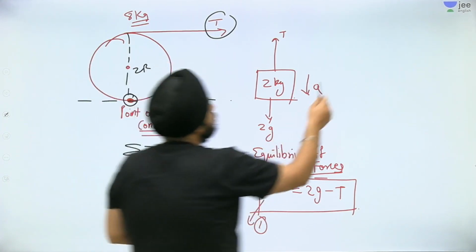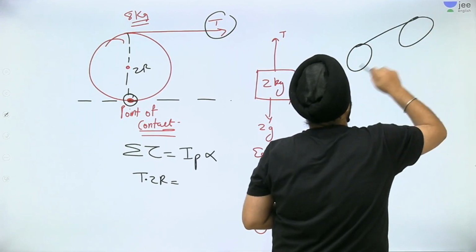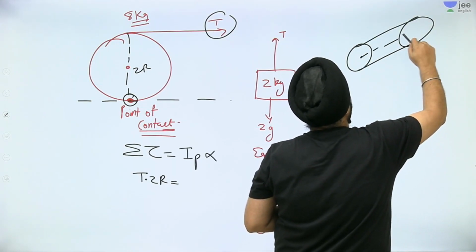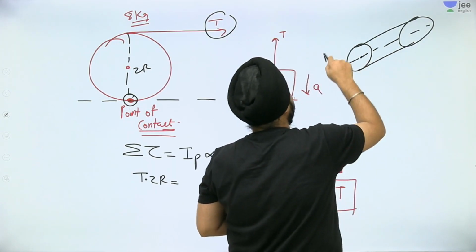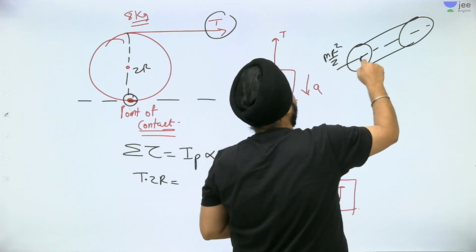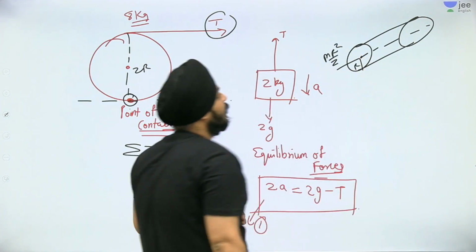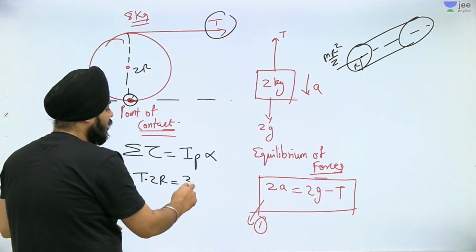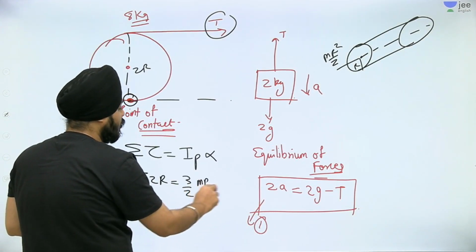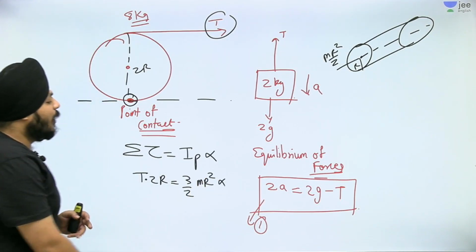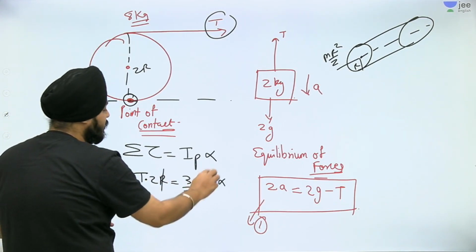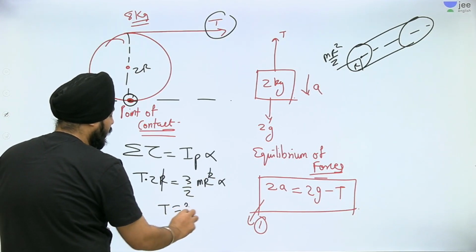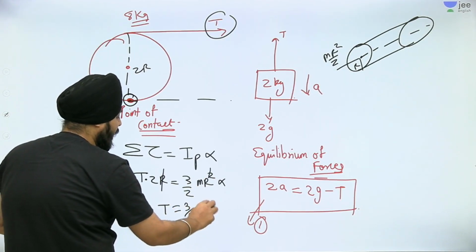see, this kind of situation is there. Suppose this is a cylinder, right? Then about this point, we have the moment of inertia as mr square by 2. Now we have to shift that moment of inertia by r distance. So I am getting 3 by 2 mr square alpha. See, this r is going to cancel, and T would be 3 by 4 mr alpha.